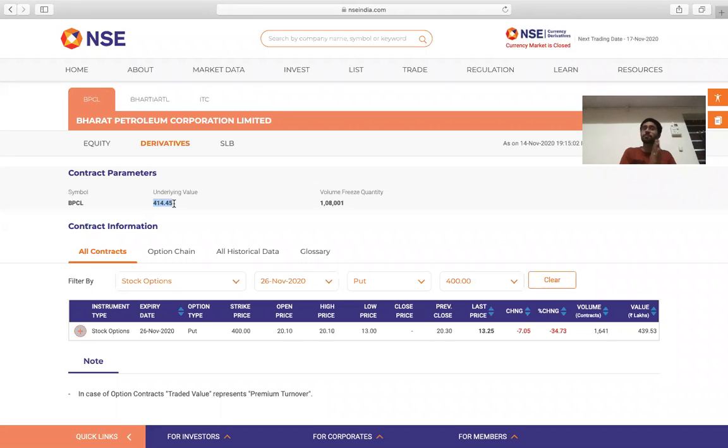So yesterday the premium should have been higher, today the premium should have been lower. Yesterday the premium was 20.3. Today, the premium is 13.25. I hope that the numbers are visible. I have unfortunately not taken care of that, but you can try it at your own end as well. So the premium for this put option has come down.